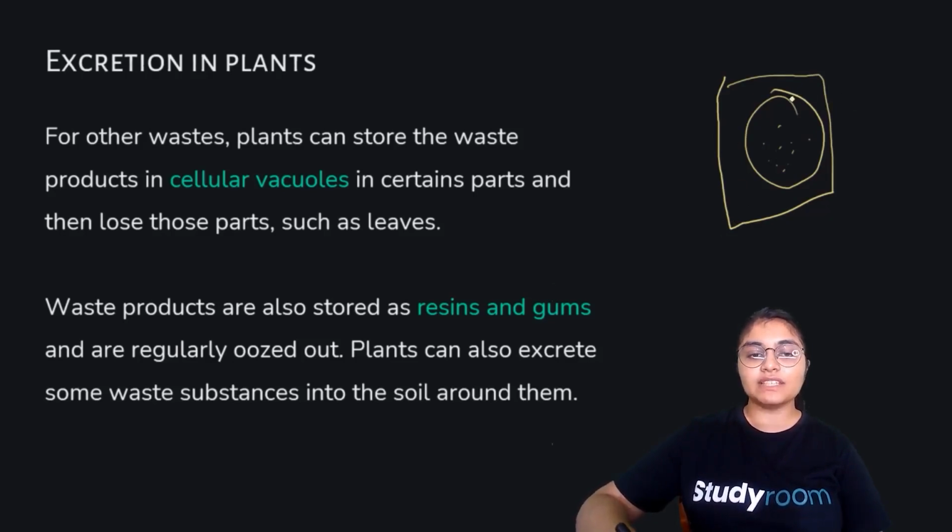The waste products are also stored as resins and gums, as we can extract resins and gums. These are actually the waste products of the plants, and these are regularly oozed out of the plants. Plants can also excrete some waste substances into the soil around them. These are the processes by which plants excrete the waste materials.